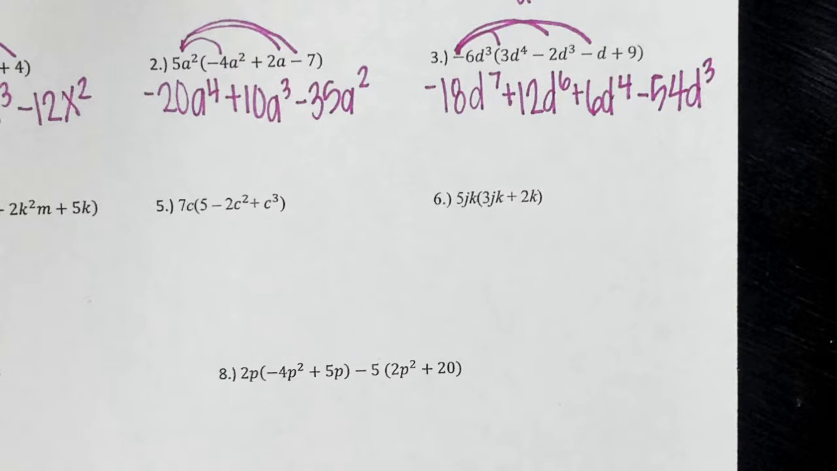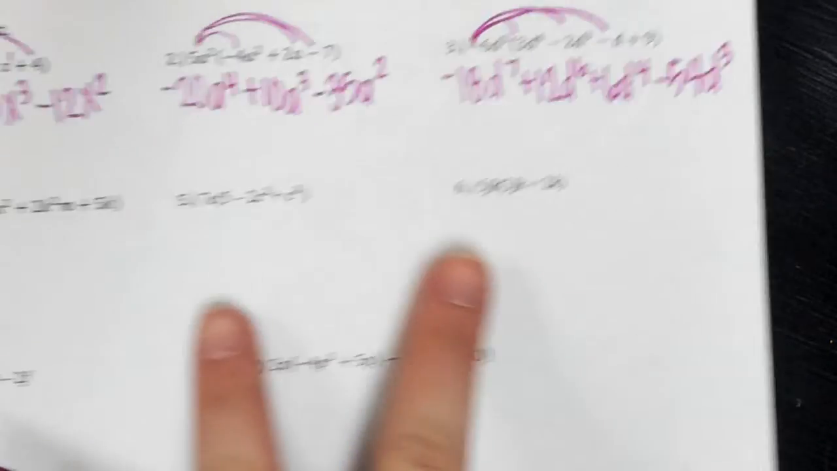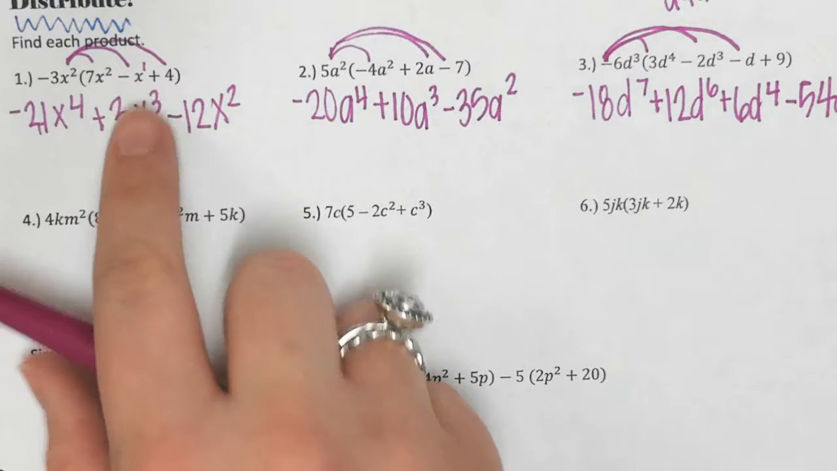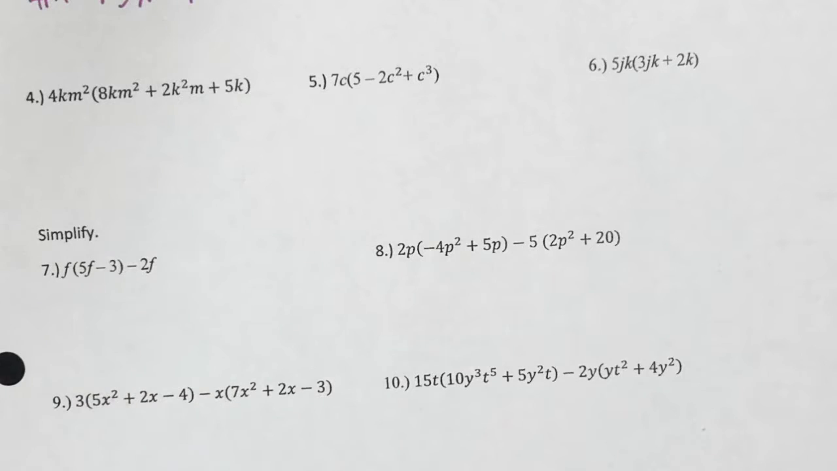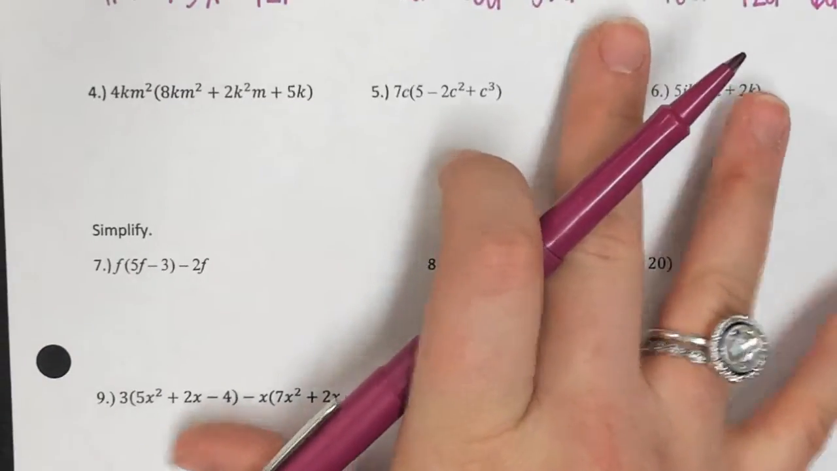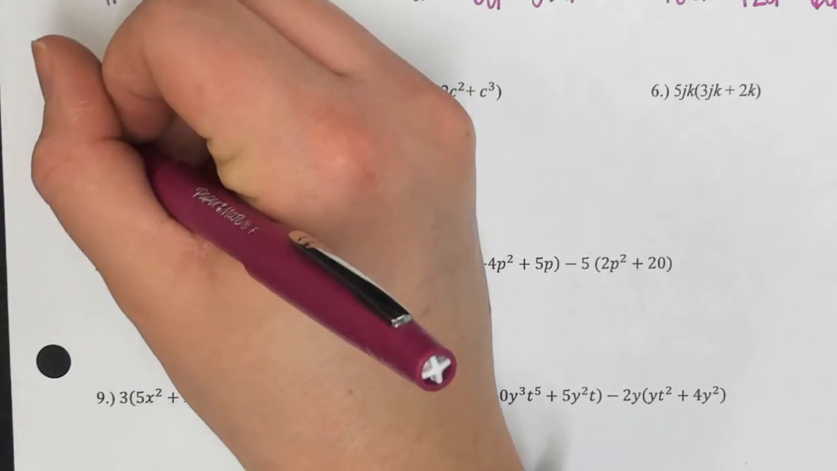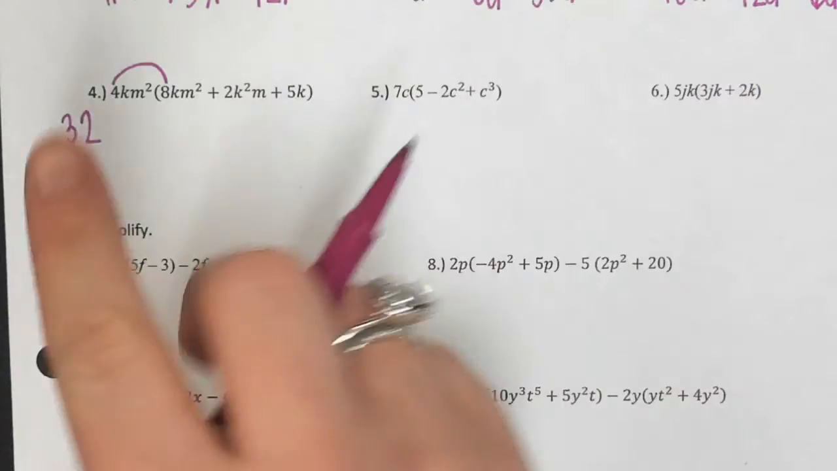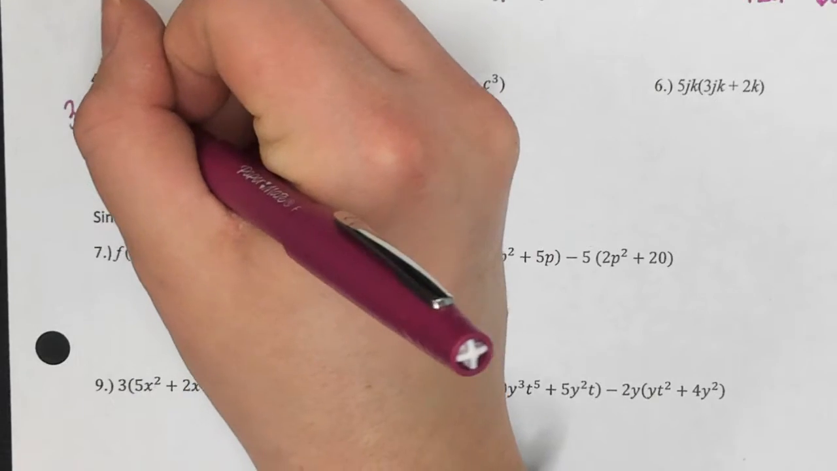Now, the reason I did not want you to do number 4 is because in 1, 2, and 3, we only had one variable. We had d here, we had a here, and we had x here. In number 4, you have 2 different variables. So you need to, again, be very careful and work one letter at a time. Distribute, just like we've been doing. 4 times 8 is 32. Now we have k times k, which is k squared.